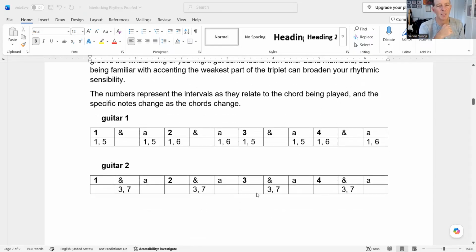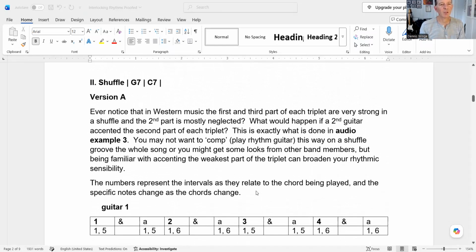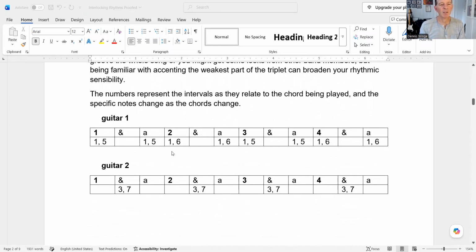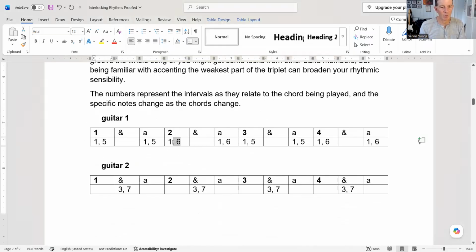Now, example 3 is like a shuffle using G7 and C7. And these numbers down here mean the intervals, like a guitar is playing a root and a fifth and then a root and a sixth, like that old classic blues thing, in the key of G. And so there are very few holes left there.